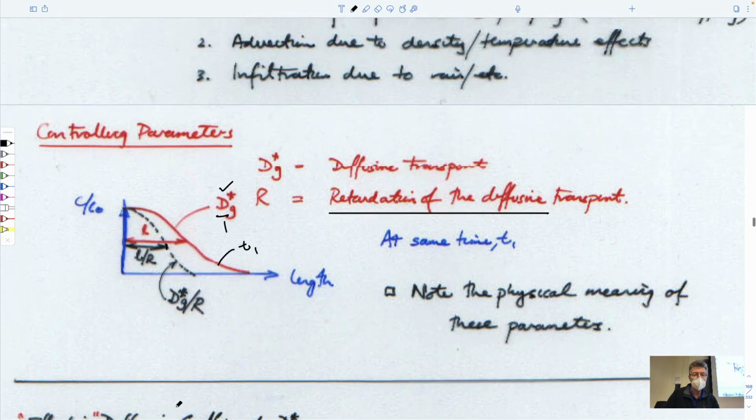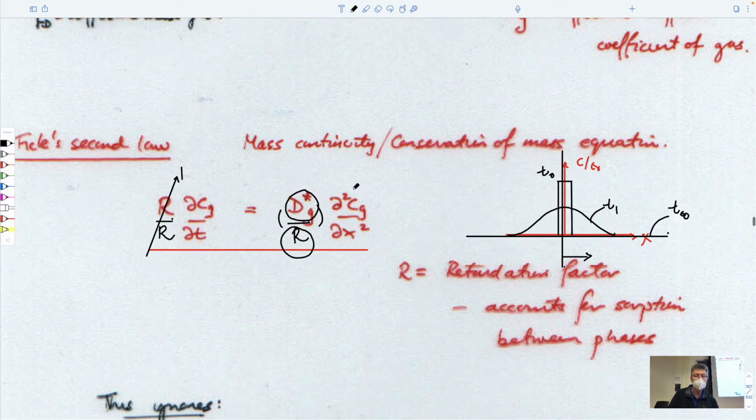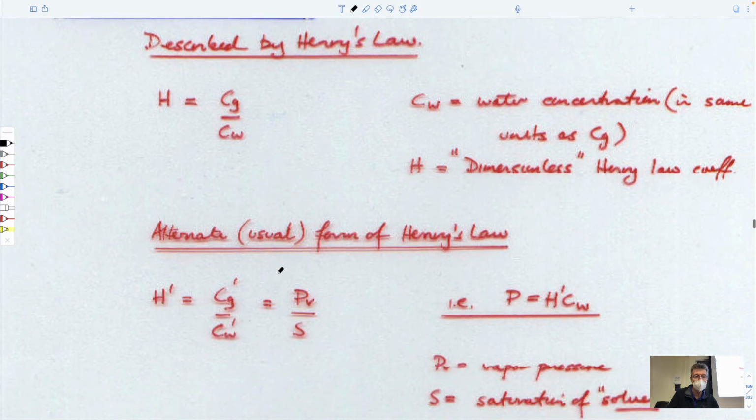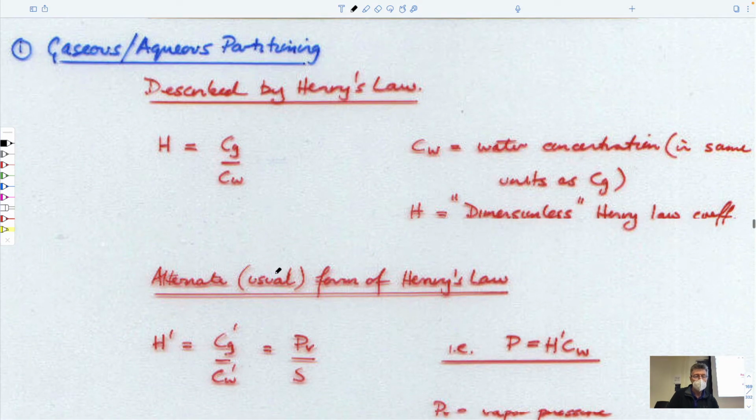So we've said something about figuring out exactly what this top term is. We might also like to say something about retardation. So the second part is to say something about that. Retardation results from the dissolved component in water partitioning onto the solid.